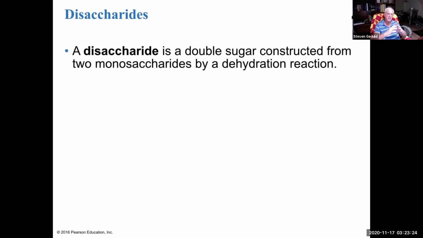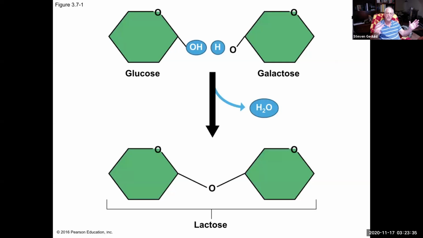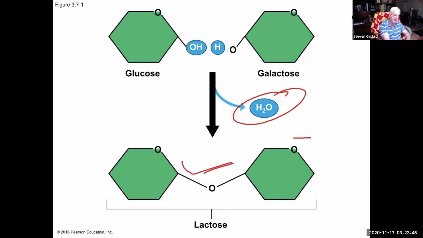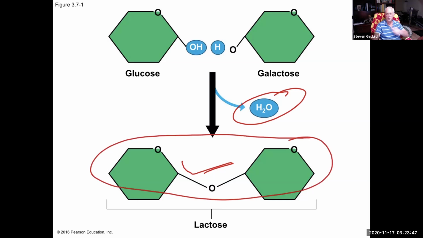Okay. So a disaccharide is a double sugar from two monosaccharides by dehydration reaction. You learn that in organic chemistry. You take water away from the reaction. Okay, so when glucose and galactose combine, you give off water. So it's a dehydration reaction. Water is given off, okay, and it forms a link between the two. Now this is a disaccharide, and this is lactose. Lactose is found in milk. That's one of the sugars in milk.